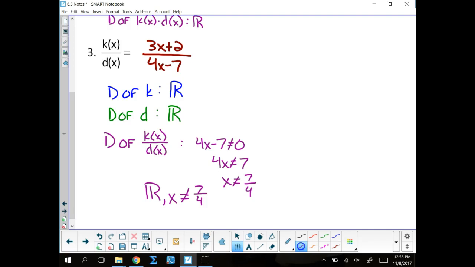So no matter what I put in on the top, it doesn't matter. If I put 7/4 in on the bottom, it's not going to work out. I can put 7/4 into k and it'll work. I can put 7/4 into d and it will work. But if I put it into k of x divided by d of x, now it doesn't work because now I'm dividing by 0.